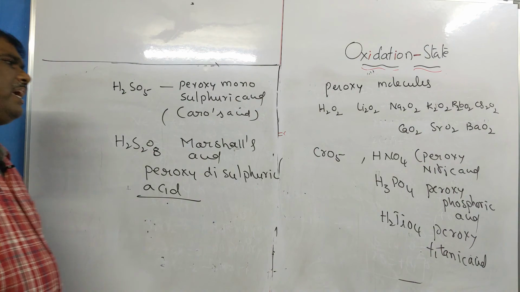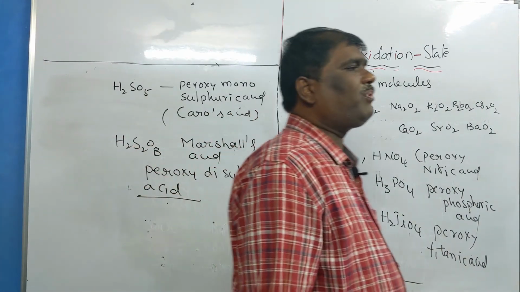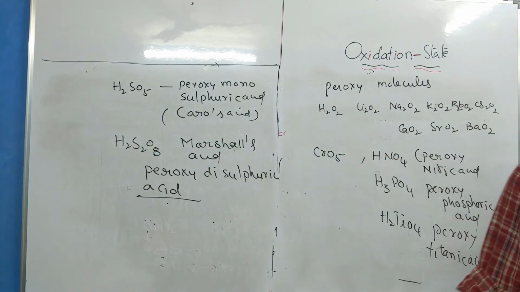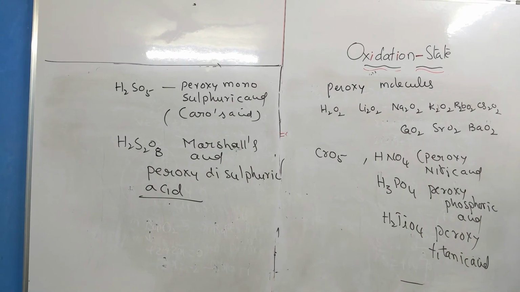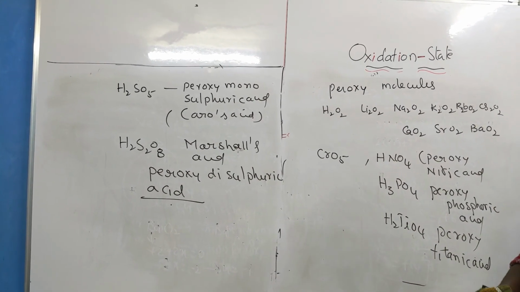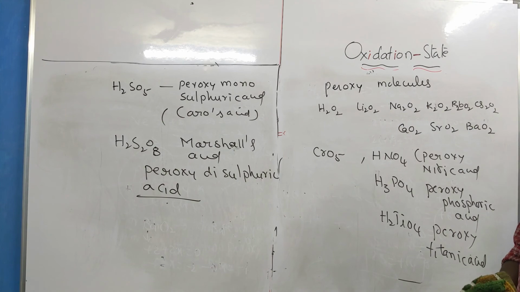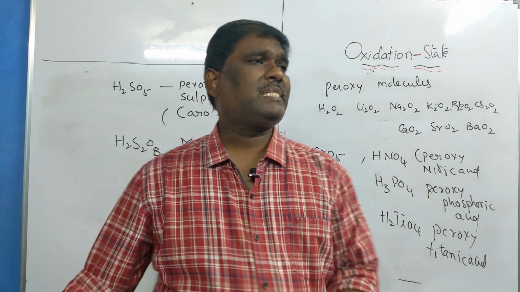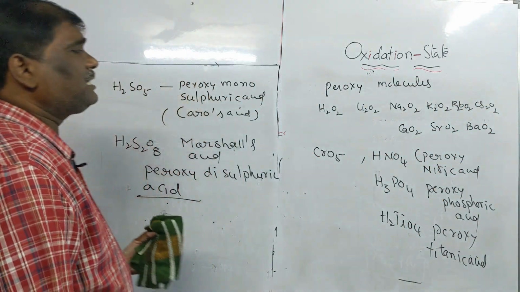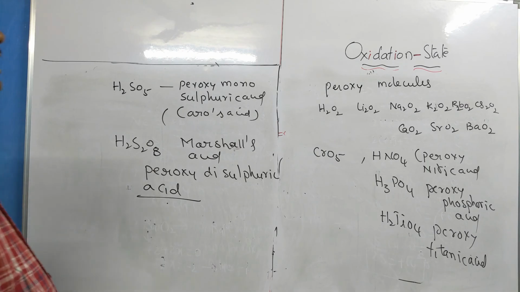Okay. Thus we calculate the oxidation states. How can we find the peroxy molecule? Whenever the calculated oxidation state exceeds the valence electrons, then we suppose there exists a peroxy linkage. Because of the peroxy linkage, the oxidation state is adjusted to the valence electrons. Okay, this is all about the peroxy molecules we have.